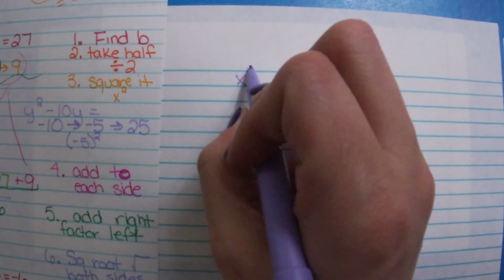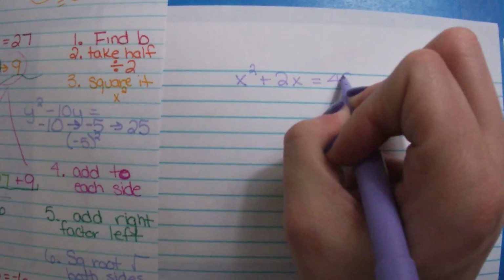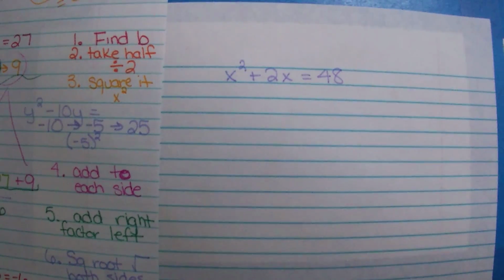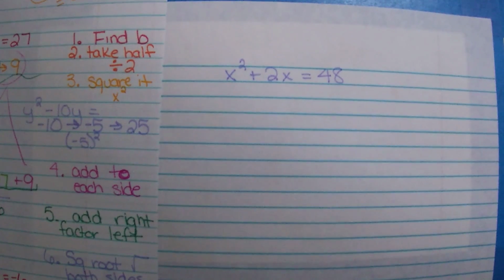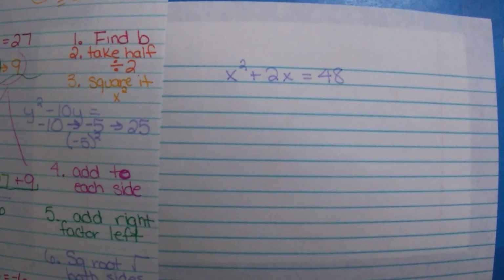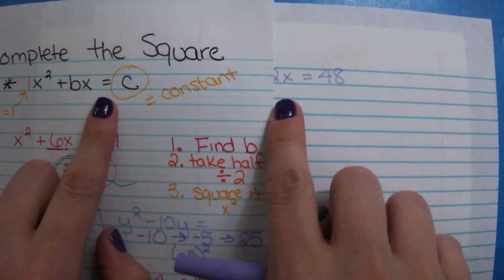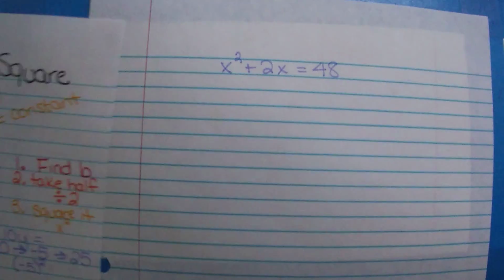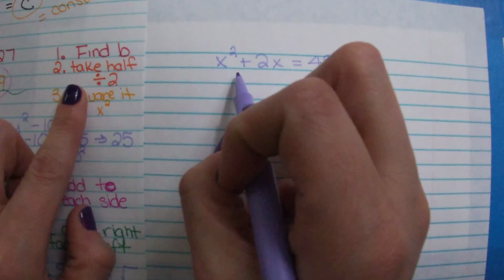So let's say we have x squared plus 2x equals 48. First thing we want to check is that it's in the correct form. Sorry, the loud noises are my dog. So x squared plus 2x equals 48. First thing, are we in the correct form? Yep, x squared plus bx equals c, so we're good. Now, we're going to find b. So b is 2.